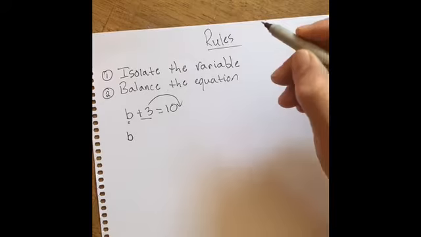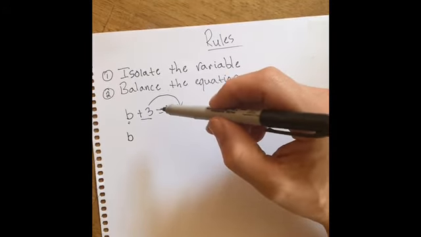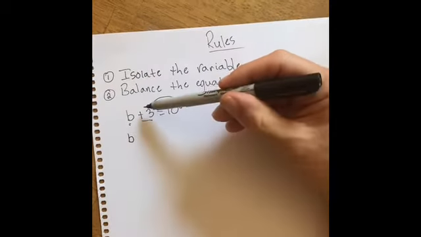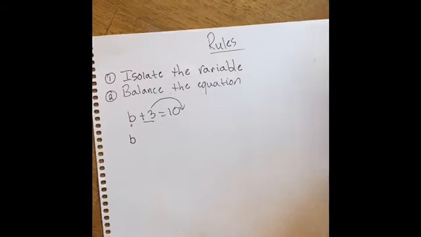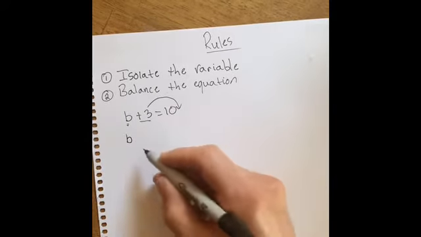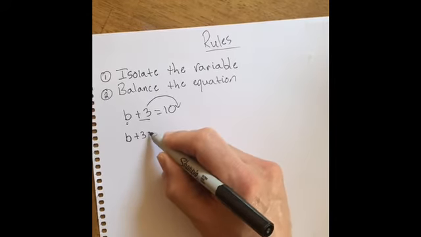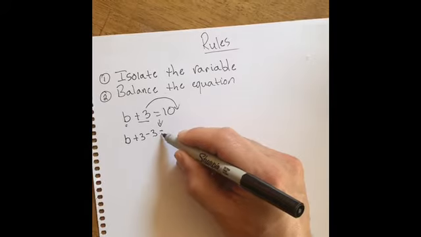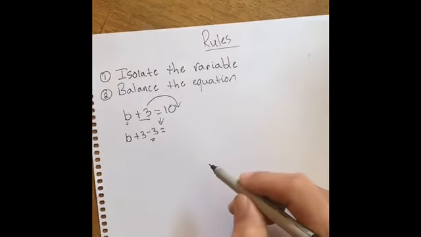Now in algebra, if you want to move a number, all you really have to do is the opposite of whatever they're doing with the number. In this case, they're adding 3. Well, what's the opposite of addition? It's subtraction. So instead of adding 3, we're going to subtract 3. So it's going to look like this. We're going to say b plus 3 subtract 3. We're going to bring down that equal sign, just like that.